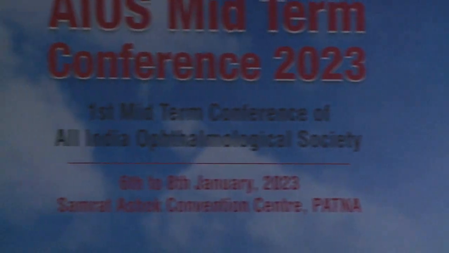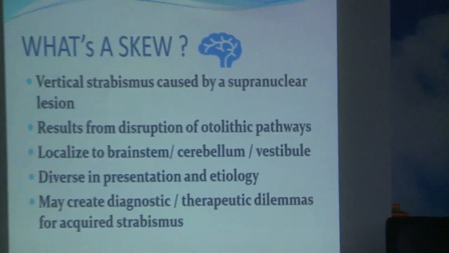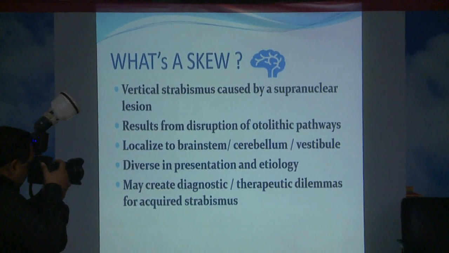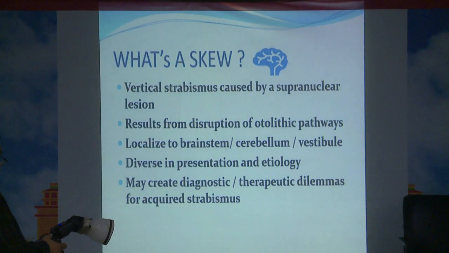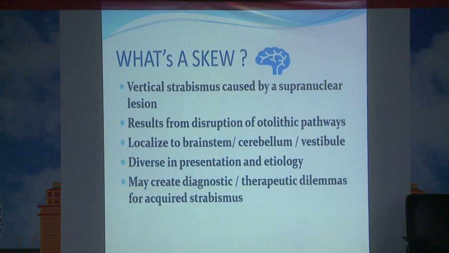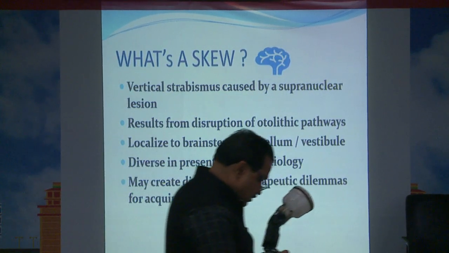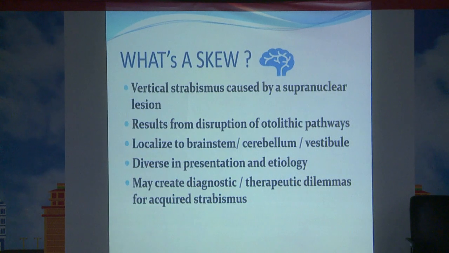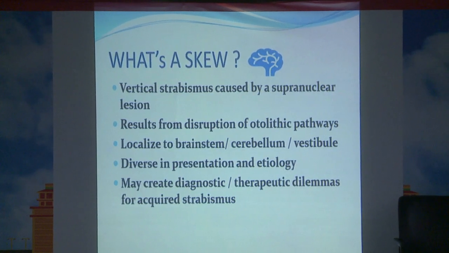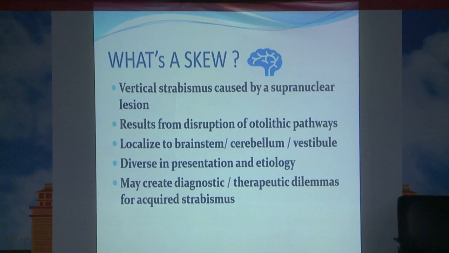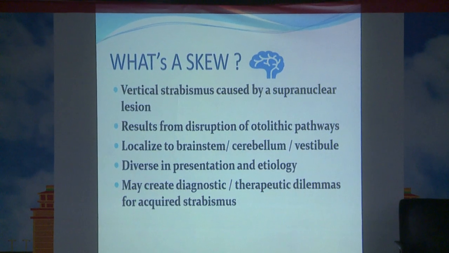It's a vertical strabismus caused by a supranuclear or prenuclear disorder. We have been talking about nuclear, fascicular, and neuromuscular junction, but these are prenuclear or supranuclear. So the problem is before the nerve nucleus, and this is going to cause the motility problem. This results from the disruption of otolithic pathways. Now, what are these otolithic pathways?